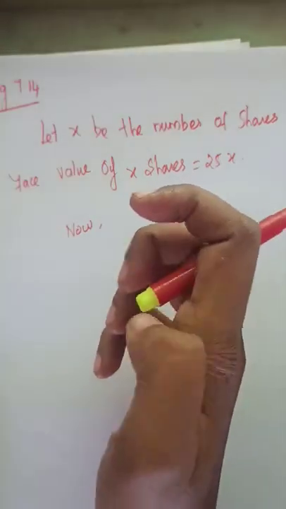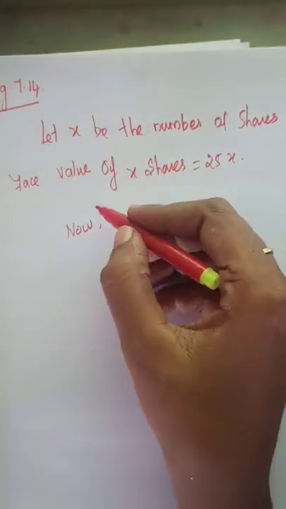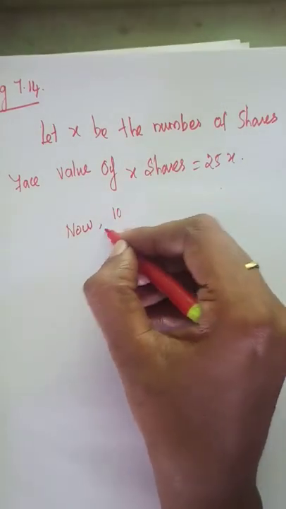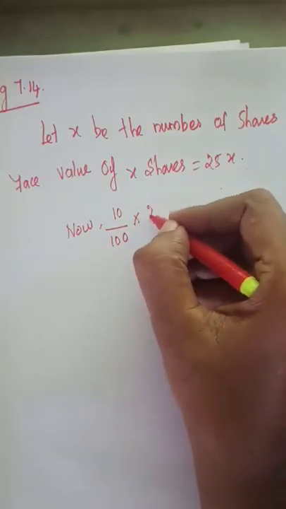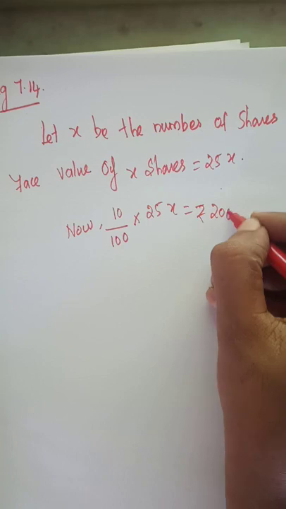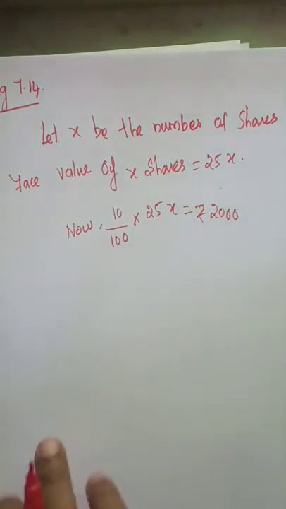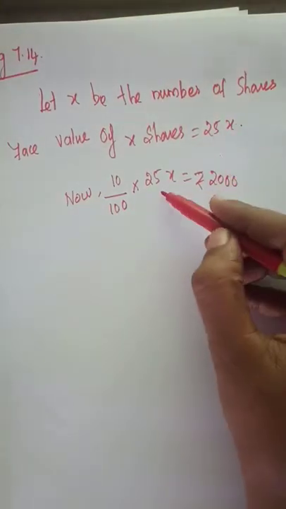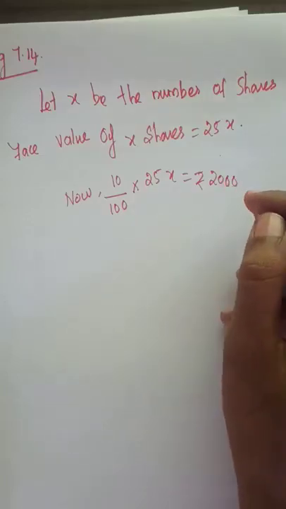10% of 25 shares is rupees 2000, which is given. So 10% means 10 by 100 into 10% of 25 shares. So 25 into x is equal to how much? The value is given as 2000. Understand? According to the given statement, we will write that 10% of 25 shares is equal to 2000.